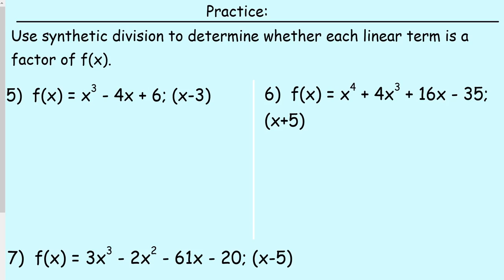Okay, so let's use synthetic division to determine whether each linear term is a factor of f of x. So does it go in evenly is the question. So what we're going to do for number 5, if we're dividing by x minus 3, we put 3 in the box. The coefficients of f of x go in a row, 1x cubed, 0x squared, negative 4x, and 6. Bring down the first number, multiply by the number in the box, write it down and add. Multiply, we get 9, write it down, add. Multiply, we get 15, write it down, add, 21.